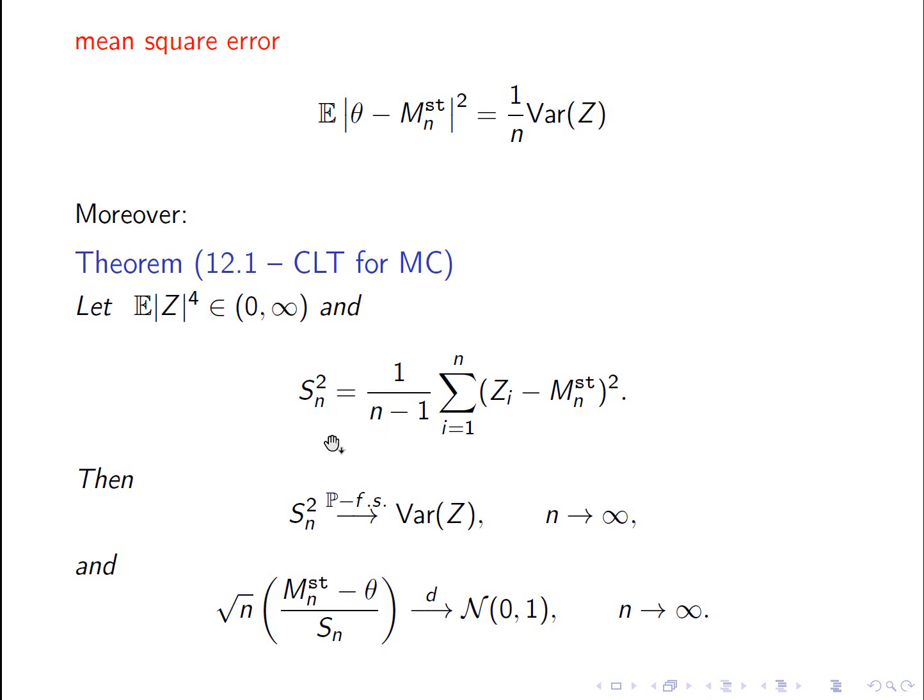And then one can show that this quantity converges almost surely to the variance. And even more, if I look at my estimator, standardize it by subtracting theta, dividing by S_n, and then multiplying with the square root of n, then this converges in distribution to a standard normal random variable. So we have a central limit theorem for our Monte Carlo estimator, and this can be used to write down approximate confidence bands for our Monte Carlo estimator.